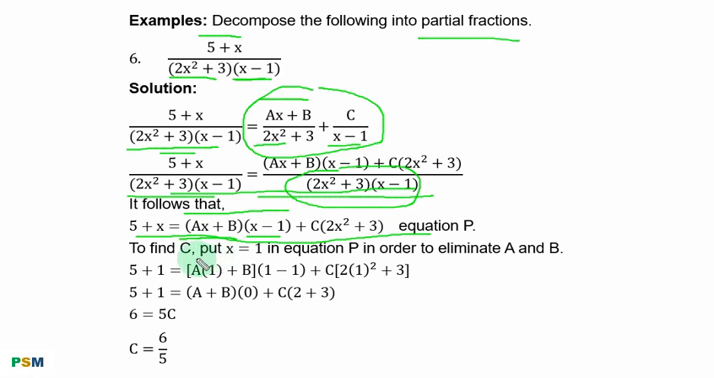To find C, put s equal to 1 in equation P in order to eliminate A and B. You put s equal to 1 in equation P, you have these results. When you simplify, you have it in this form. Here, 1 squared is 1 times 2, you have 2 plus 3. 1 − 1 is 0, which will multiply the other term. And you have 6 equal to 5C. To get C, divide both sides by 5. C becomes 6 over 5.